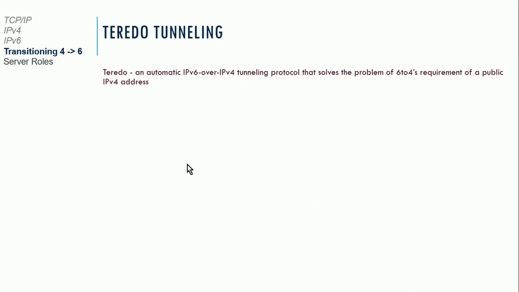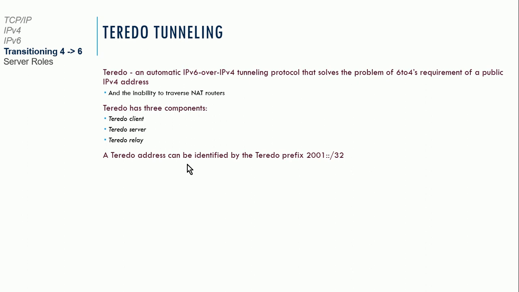So the next best option is Teredo. Teredo is IPv6 over IPv4 tunneling that eliminates the requirement to use public IP addresses or public IPv6 addresses. So it adds the ability to traverse NAT routers, which is one of the reasons that we couldn't use 6to4 over host networks. One of the limiting factors is it doesn't support NATing, but Teredo does support NATing. It has three components: the Teredo client, the Teredo server, and a Teredo relay. A Teredo address can be identified by the Teredo prefix 2001::/32 subnet.